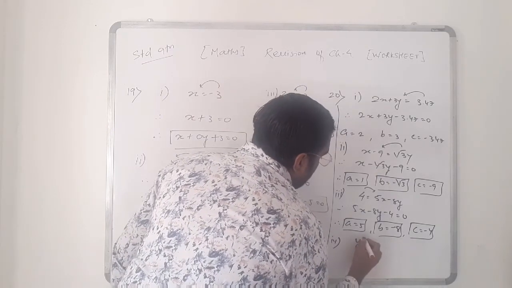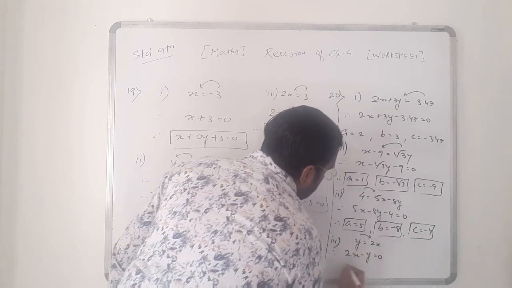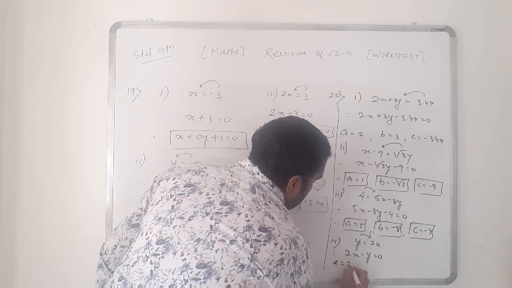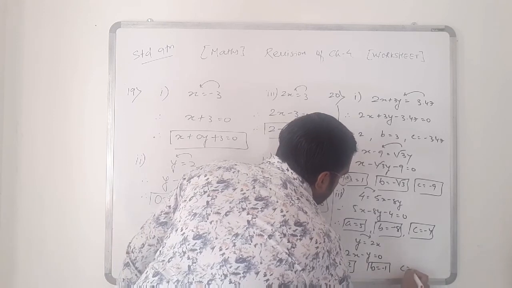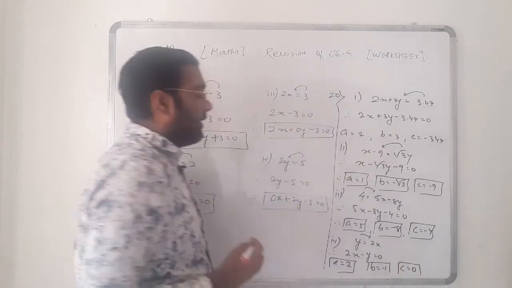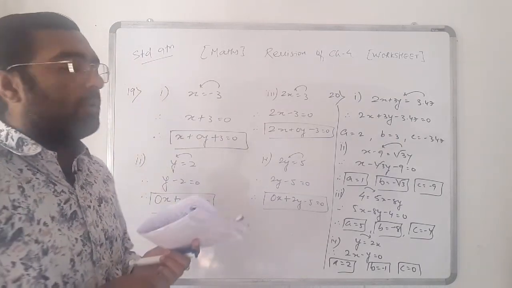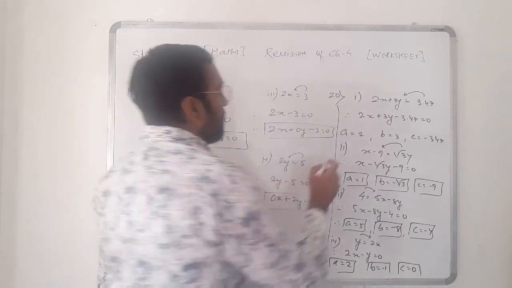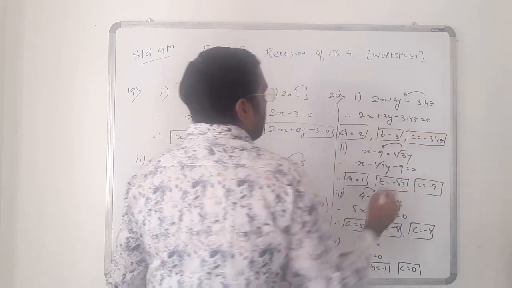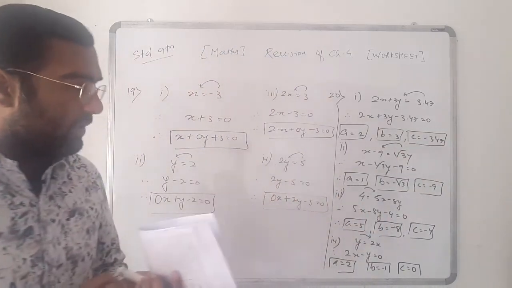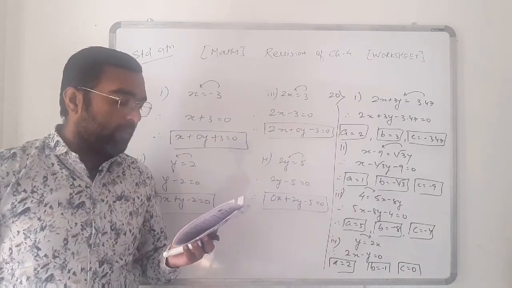And for the last one, y equal to 2x. Y is shifted to the other side, so 2x minus y equal to 0. So here a equal to 2, b equal to minus 1, and c is not given, so c equal to 0. Clear that? So in each and every situation, we should write the values of a, b, c, and we should form the linear equation in two variables. Clear?